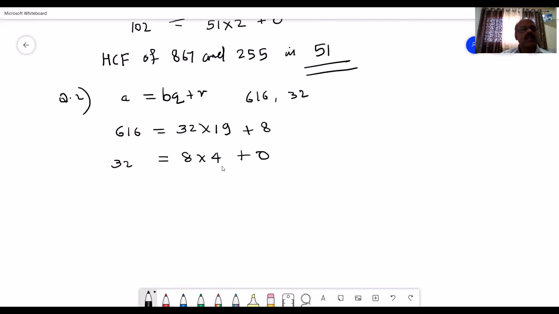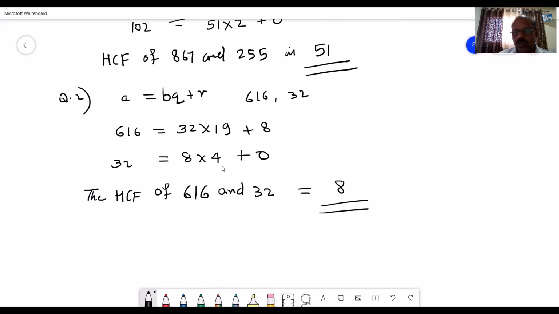It means the HCF of 616 and 32 is equal to 8. So we have well defined this Euclid lemma, as well as we have attended 3 numericals. One is descriptive and 2 others are also given. So we have found the HCF of all these 3.